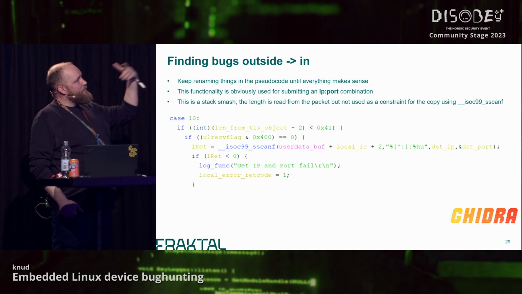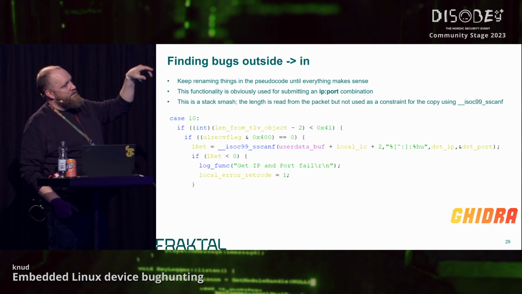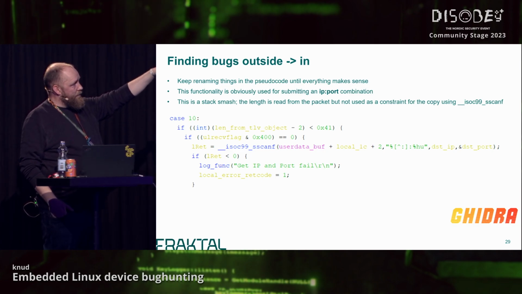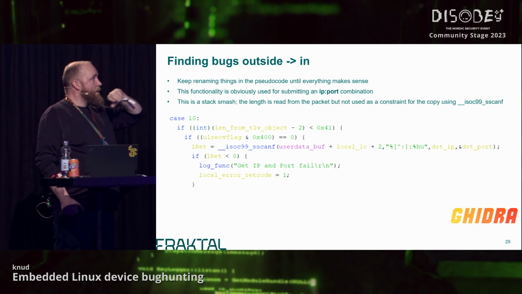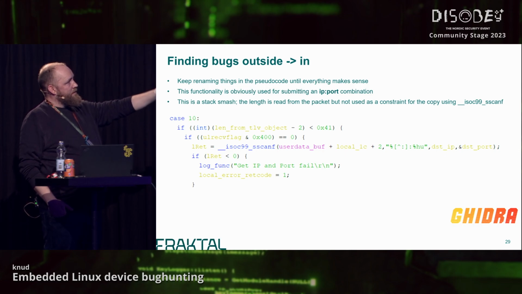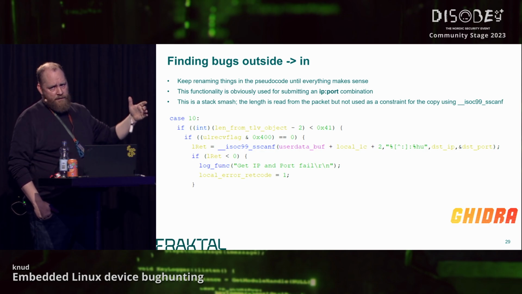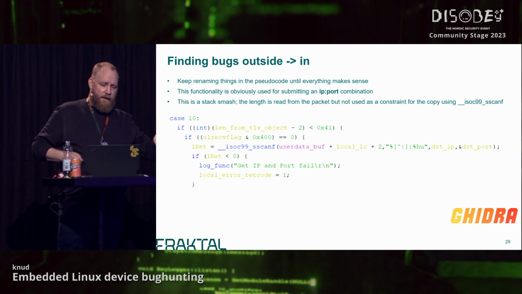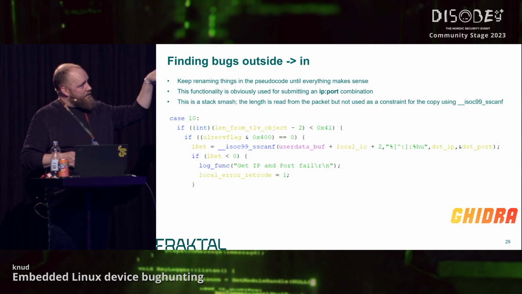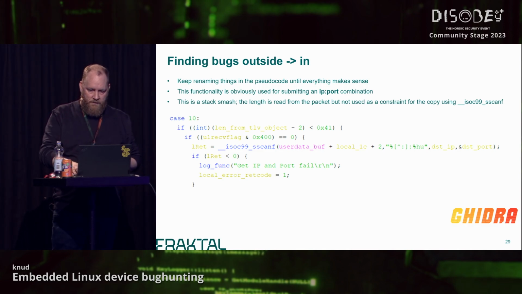This functionality, you can see that it's used for submitting some IP import combination because it says get IP import fail. And if you look at the call to ISO C99 scanf, you can see that somebody has made a mistake because they're reading the length from a TLV object that I specify over the network, and they don't use it as a bound for the copy operation. The scanf call will just override everything and smash the stack.